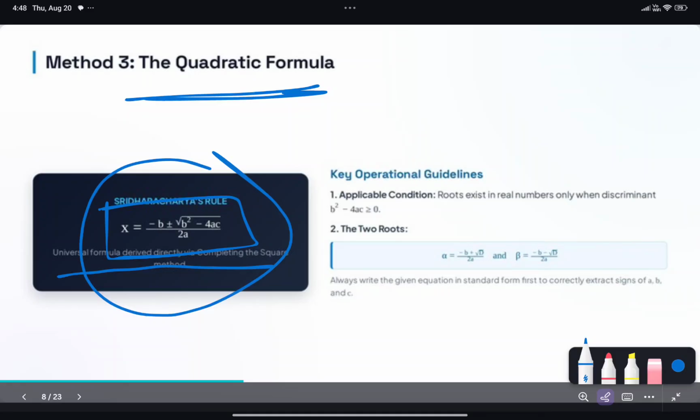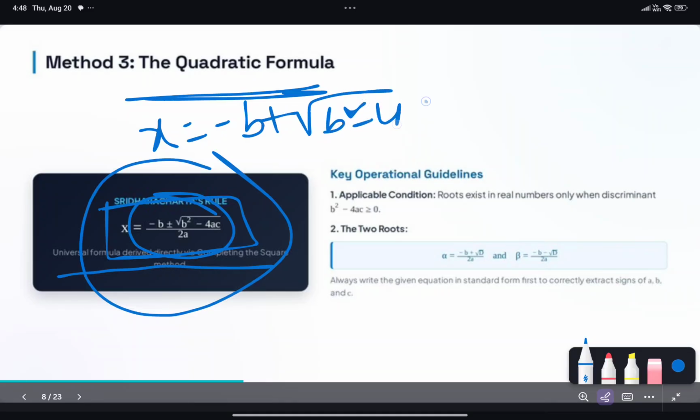Getting the point? Here the plus or minus is there. See, here the minus b plus or minus root over b square minus 4ac by 2a. x is equal to minus b plus root over b square minus 4ac by 2a. Clear? Now minus. Nothing changes, remains same.